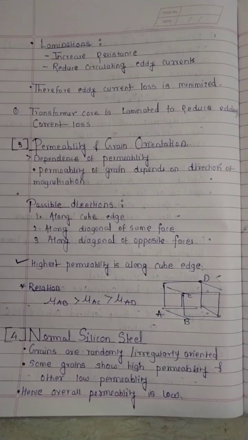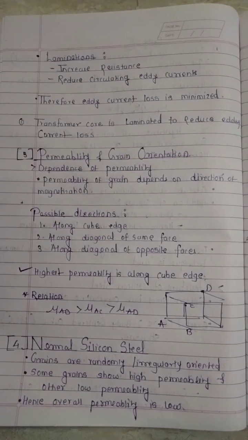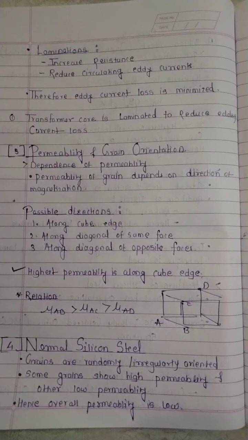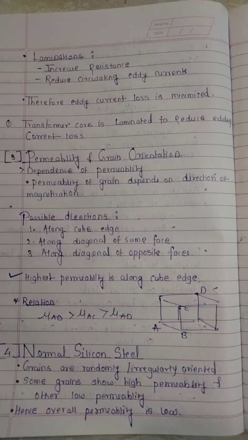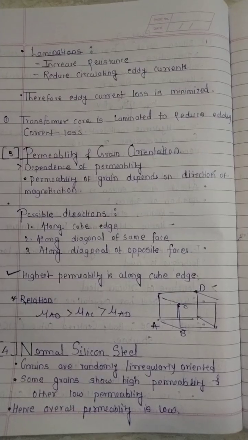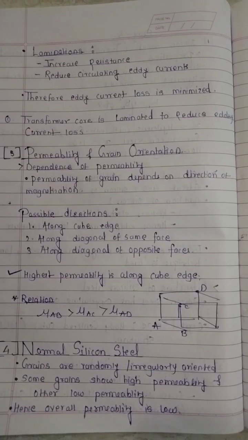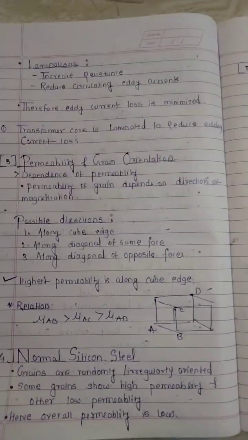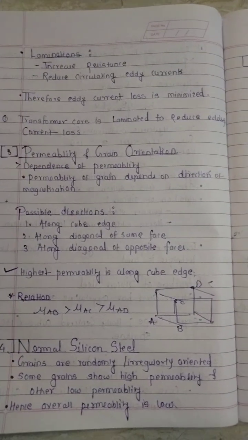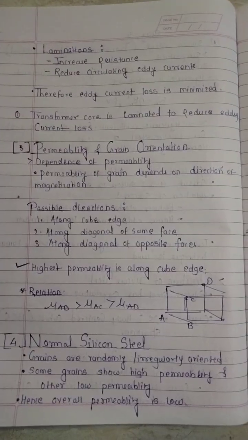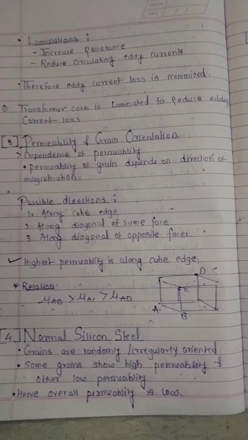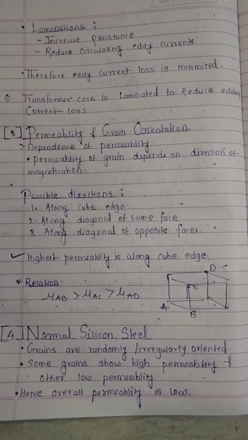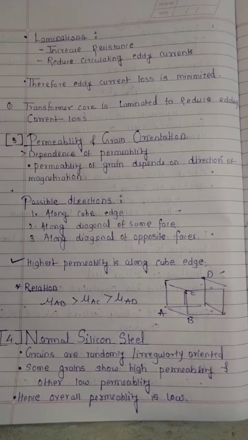Let us see the fourth point, that is, in normal silicon steel, grains are randomly or irregularly oriented. Some grains show high permeability and others show low permeability, hence overall permeability is low.